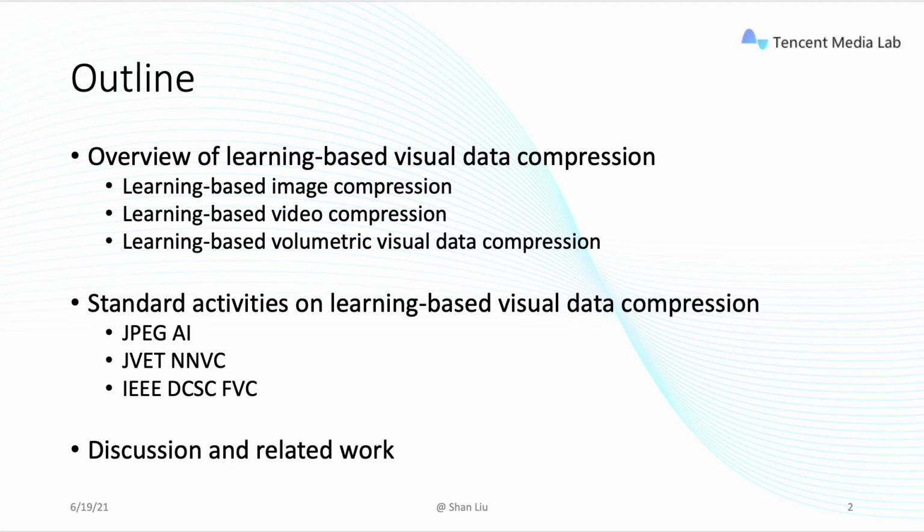In part two, I will introduce some recent and ongoing standard activities on learning-based visual data compression. For example, in JPEG AI, in JVET, neural network-based visual coding, and in IEEE future video coding. Last but not least, I'd like to bring up some discussion and mention some work which may not be exactly learning-based visual data compression, but are related to the subject.